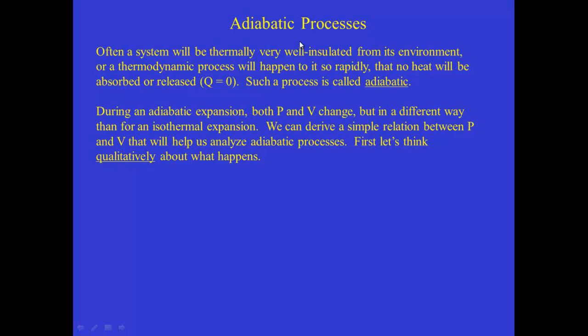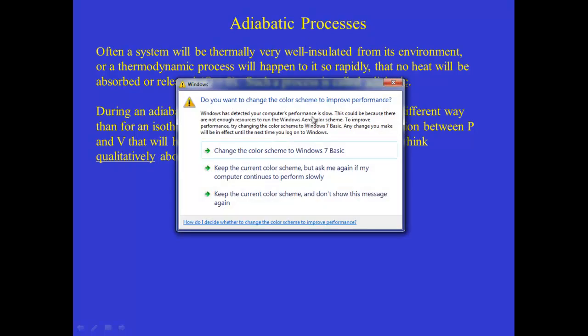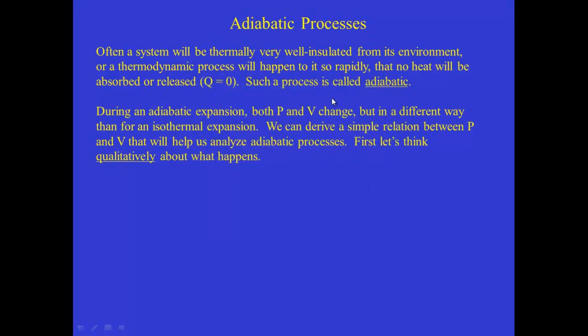During an adiabatic process, both the pressure and the volume change, but they change in a different way than they do for an isothermal process. And so we want to do some calculations to figure out how it is that the pressure and the volume change. So practically, if we know the initial pressure and the initial volume, and then there's an adiabatic expansion or compression, how can we find the final pressure and the final volume? There's a very simple relationship that we can derive. It takes a little bit of work, but we can get it, and that will help us understand how the pressure and the volume vary.